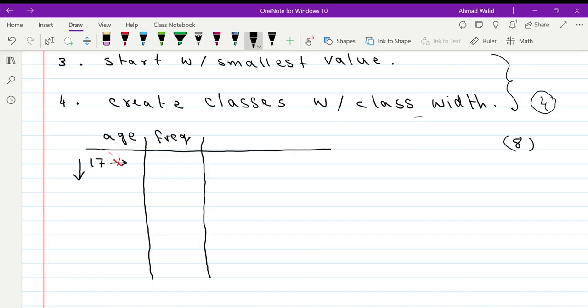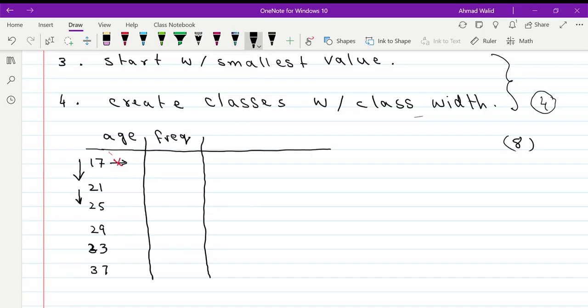Let me explain this way. When you add 4 on the 17, it gives you 21. It gives you the next smallest value in the next class. Then again add 4, it gives you 25, the smallest number in the next class. Add 4, it gives you 29, next class. Add 4, it gives you 33, not 23. 33, next class. Add 4, it gives you 37.